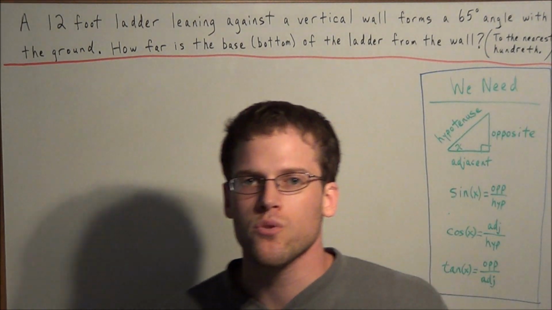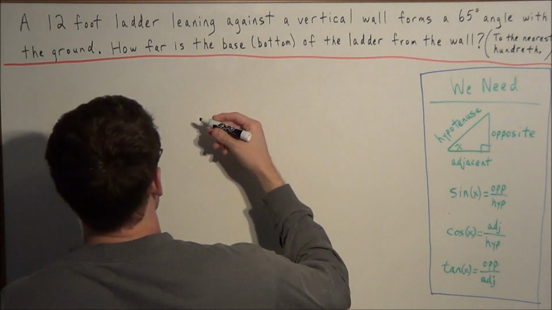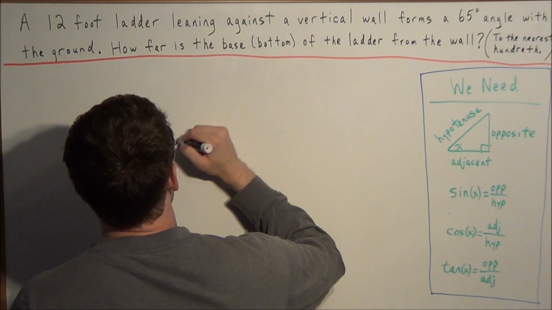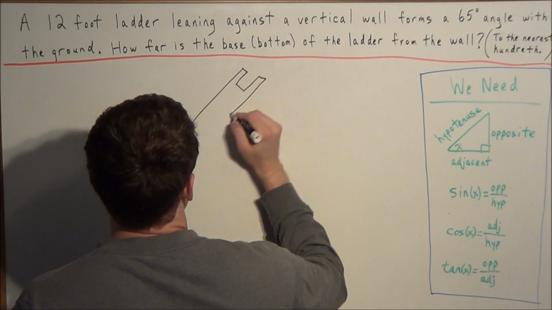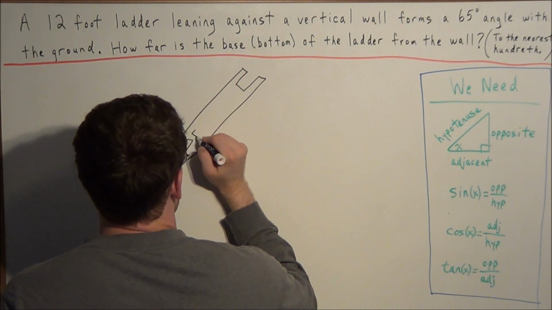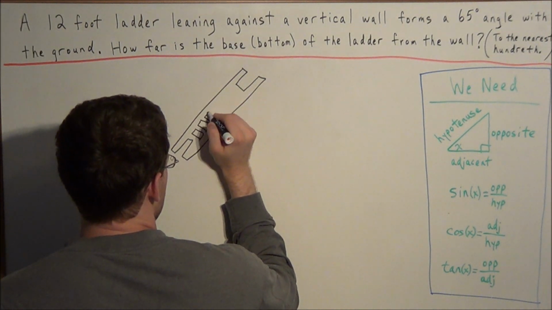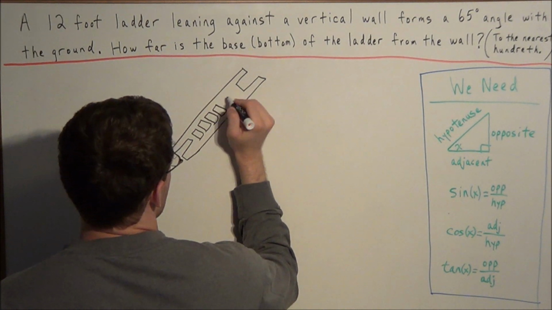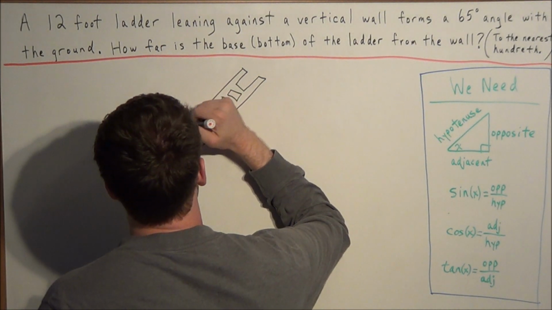So the first thing we want to do is get a visual of what's going on in this problem. We have a 12-foot ladder. So to the best of my artistic ability, I'm going to draw this ladder. And I'm going to apologize in advance because all of my ladders tend to come out looking like a piece of film reel. So we got this ladder here, and it's 12 feet long.